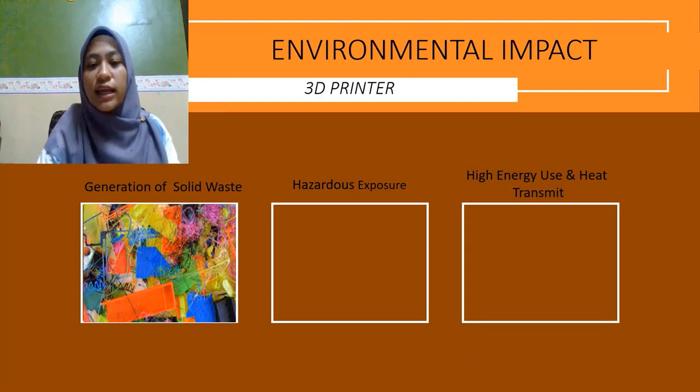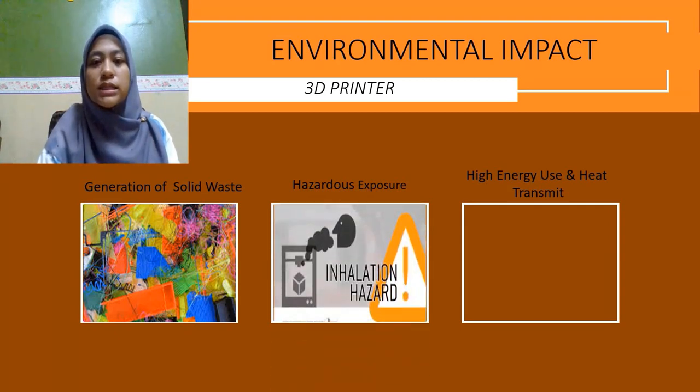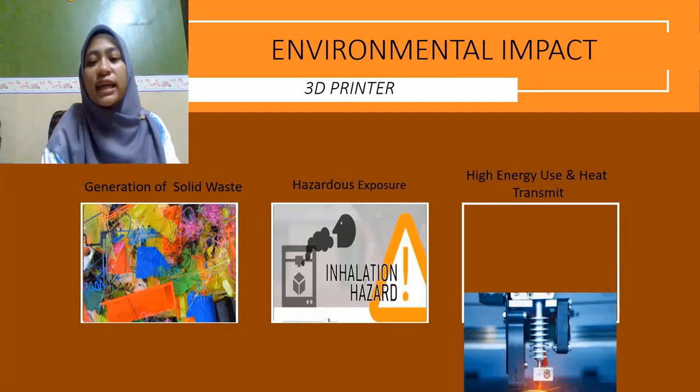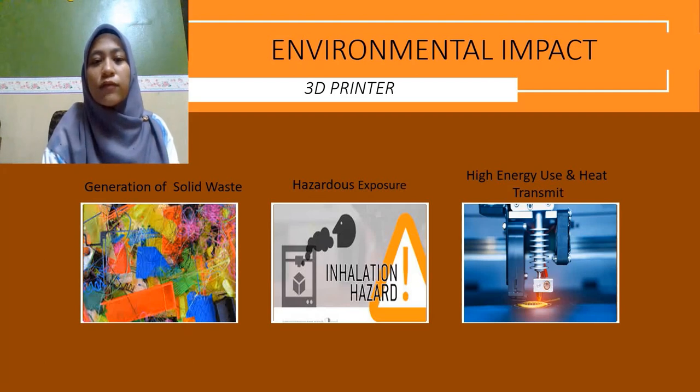The second one is hazardous exposure, in which the operators or workers are exposed to toxic substances like phosphorus and metal powder, and also the hazardous waste generated by industrial 3D printing. And then the third one is high energy use and heat transmitted from the 3D printer. 3D printers vary so dramatically in their energy use and transmission of high temperature heat. Actually, the melting temperatures of plastic and metal are hundreds of degrees apart.